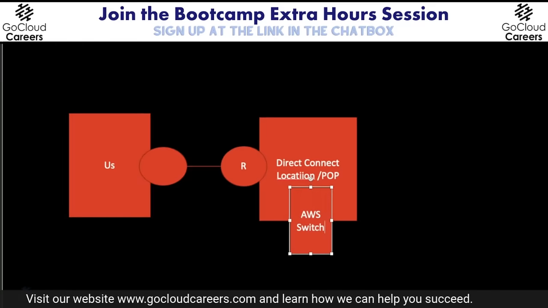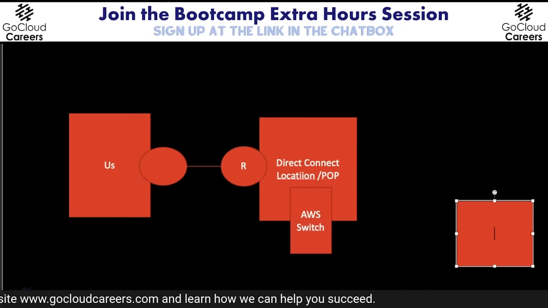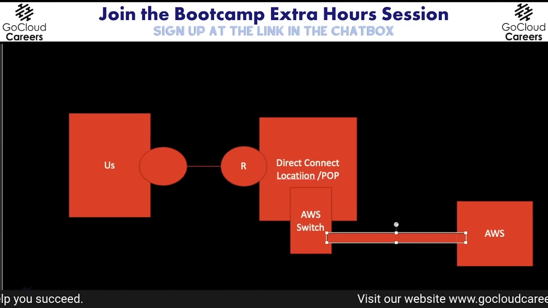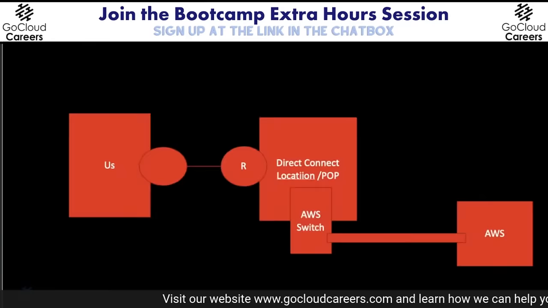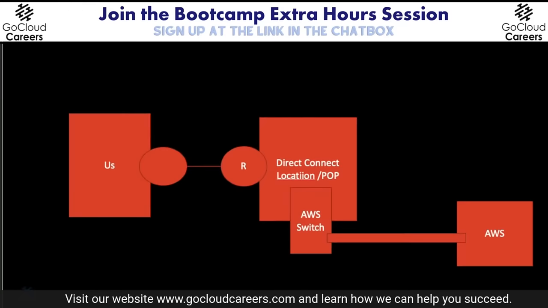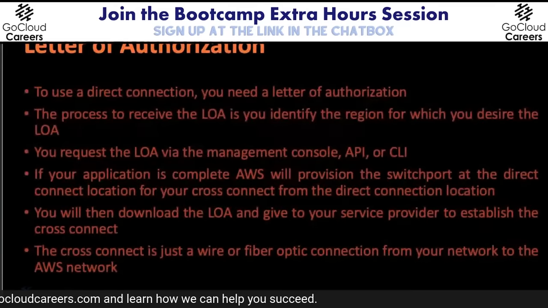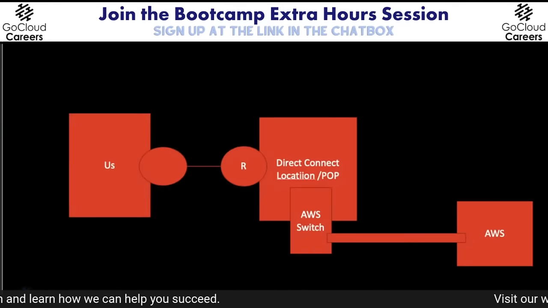And then this is going to bring it back to the AWS network. So what will happen is these people will already have their layer 2 links back from the point of presence location directly to AWS. We've got our devices.